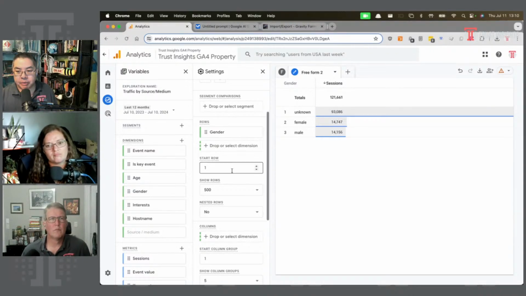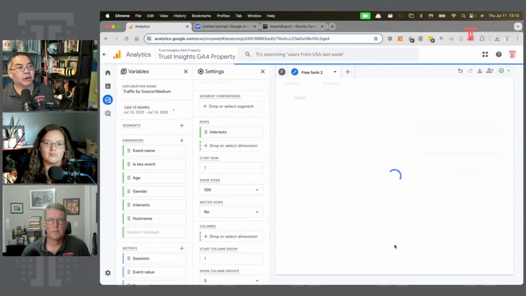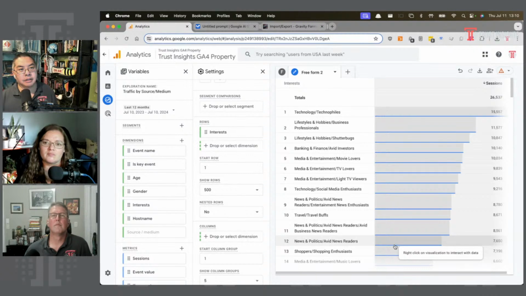The next thing we might want to think about is looking at those interests. What are the interests of our audience? What else do they care about besides our content? So this data comes from Google's DoubleClick network. If it's available, in our case, it's about 25% of the data. 75% of the data does not have this attached, but it's a decent representative sample.